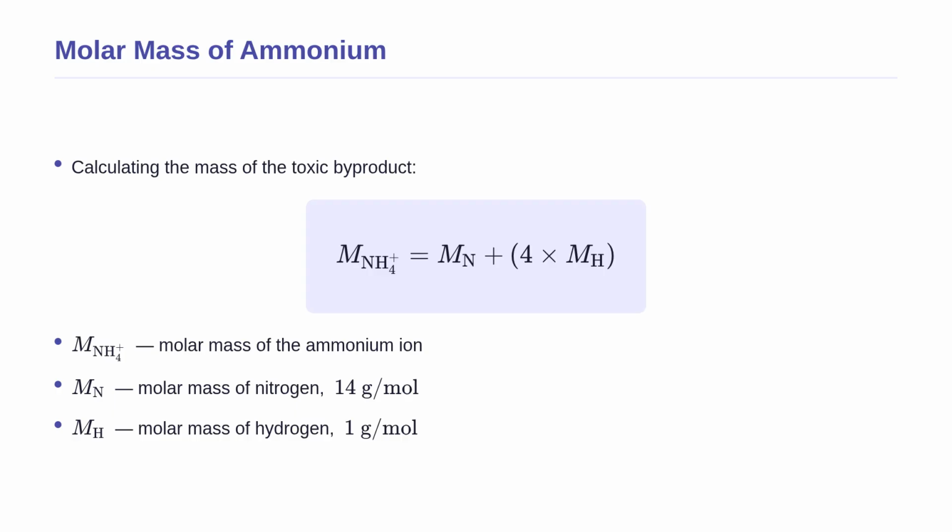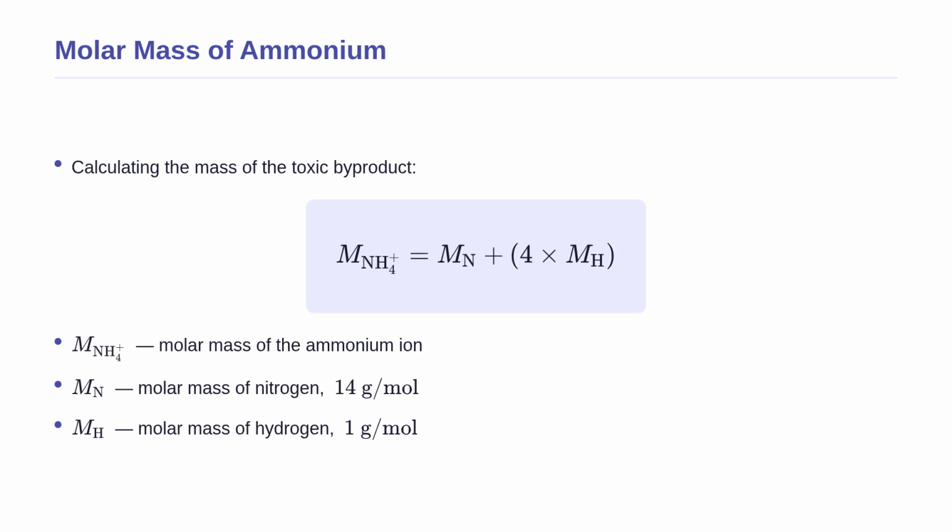While harvesting energy is great, we must also manage the toxic waste produced. To quantify this waste, we first need to know its molar mass. This formula calculates the molar mass of a single ammonium ion by adding the atomic masses of its constituent atoms.